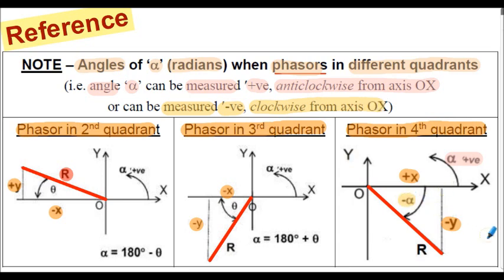So do be aware of the orientation of the phasor, because often students will calculate the magnitude correctly, but they will state angle alpha incorrectly. Alpha is always measured from the OX axis, shown here. I would encourage you to stop the presentation and review this slide at your own pace so you fully understand the various orientations of the phasors and how to calculate the respective angle alpha.